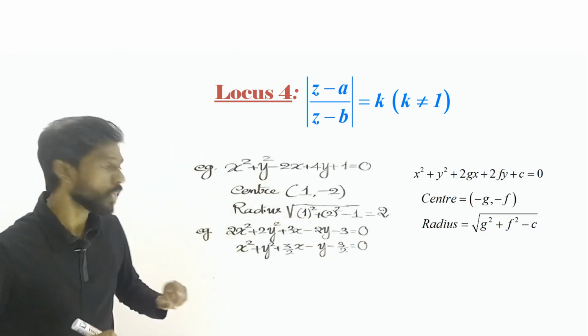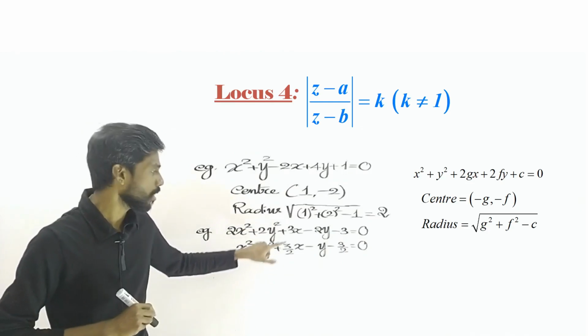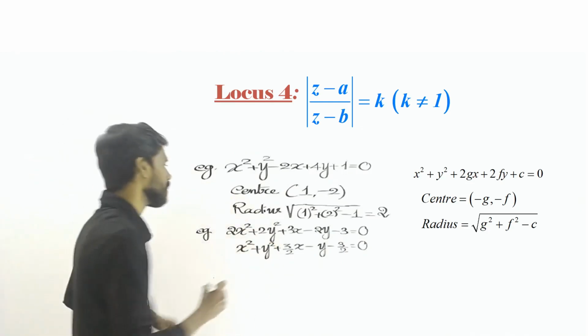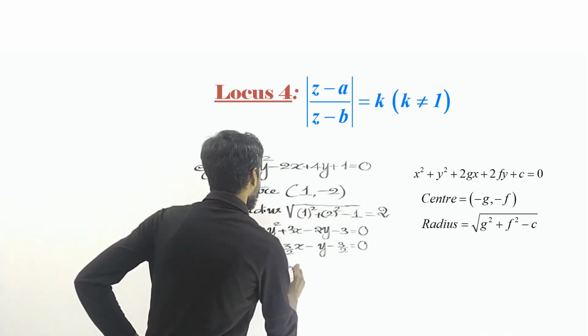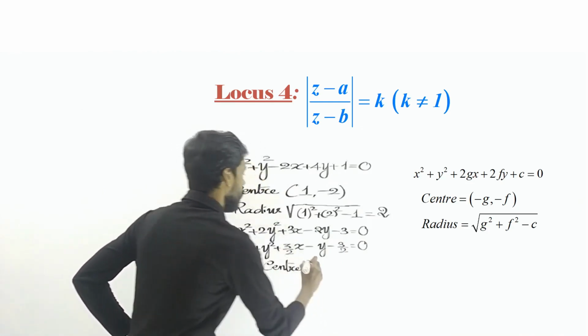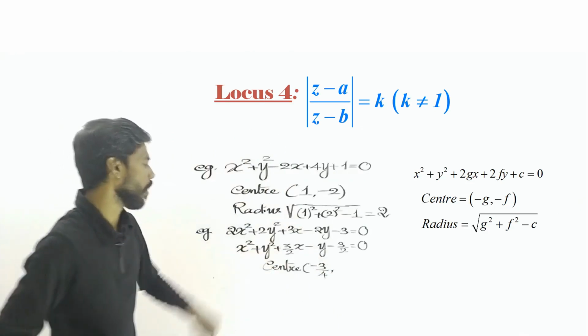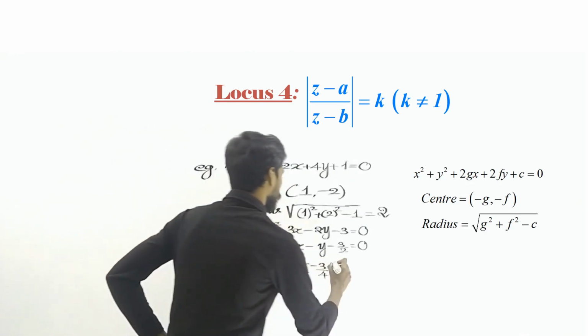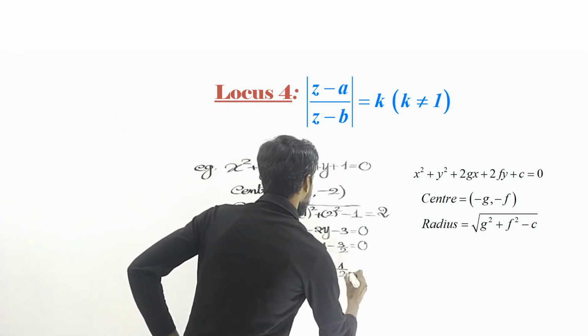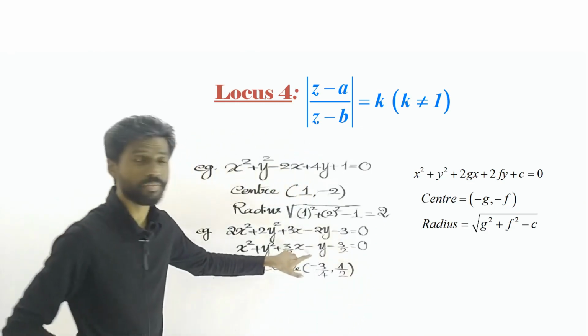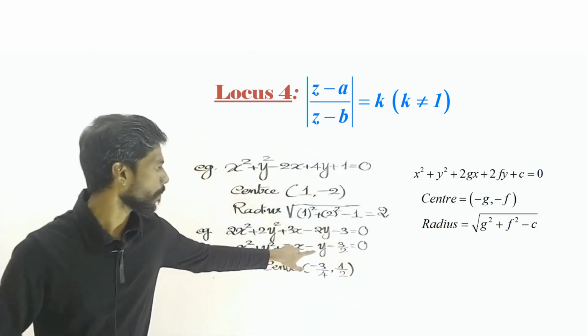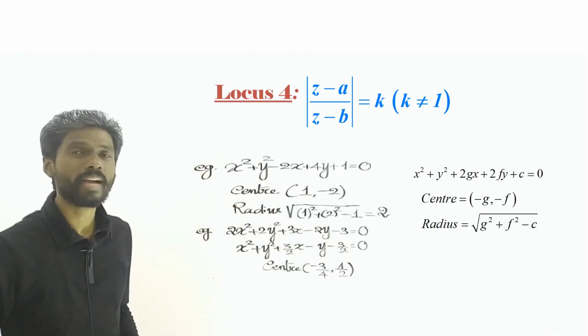Now it is properly in that form only. Now what is 2g? 2g is 3 by 2, the coefficient of x. So g is 3 by 4. That means the center is minus of that, minus of g. So that means minus 3 by 4. And similarly, the y coordinate, so that is this one. So 1 by 2. Alright, because 2f is minus 1. So f is minus 1 by 2. So that's all. So that is the center.